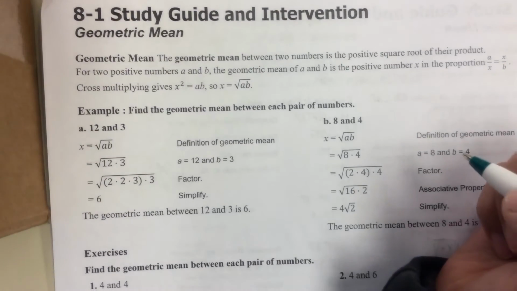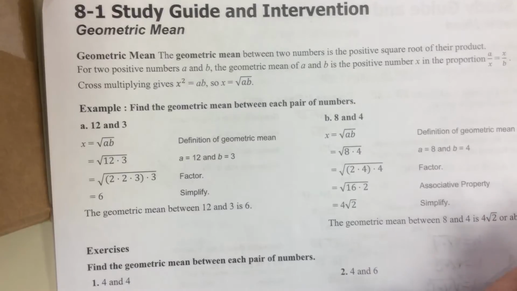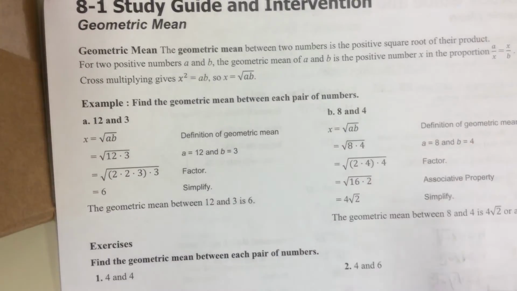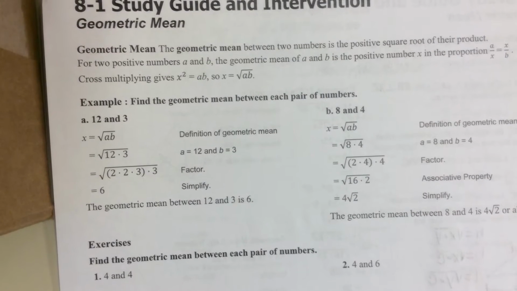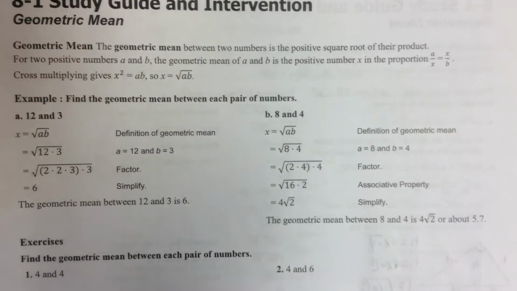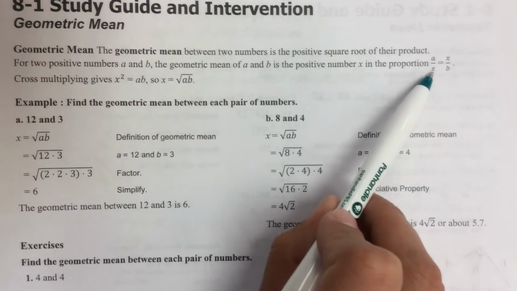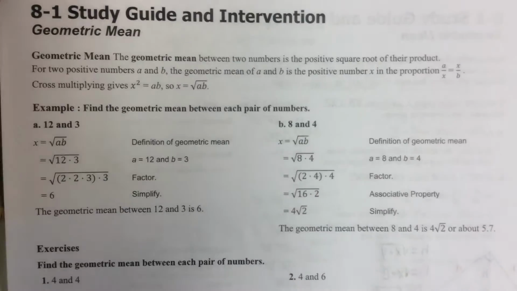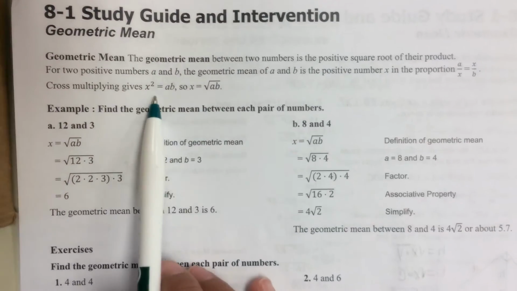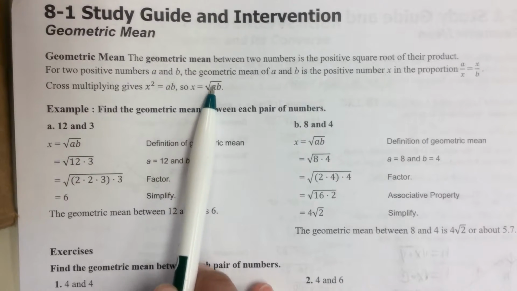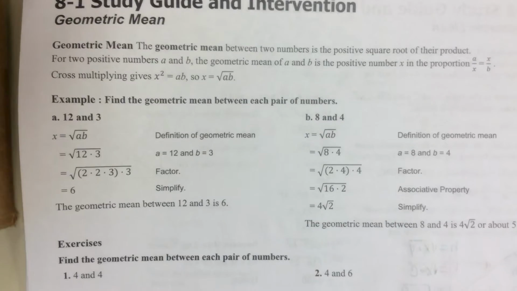Section 8-1 talks about the geometric mean. The geometric mean is the mean between two numbers and is the positive square root of their product. So when you cross multiply, you have a over x equal to x over b. And when you cross multiply, that gives you x squared equals ab. So in turn, it gives you x equals the square root of a times b.